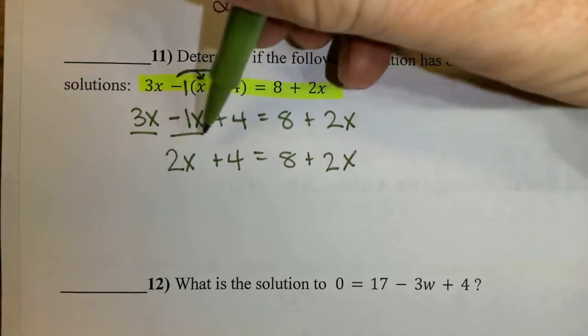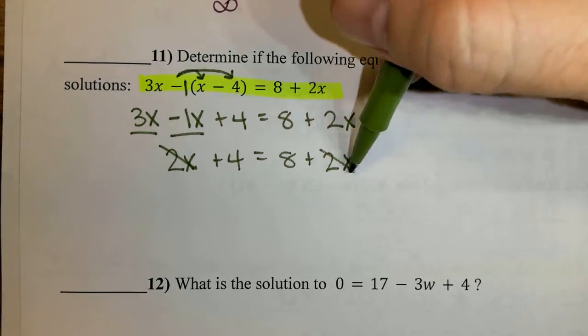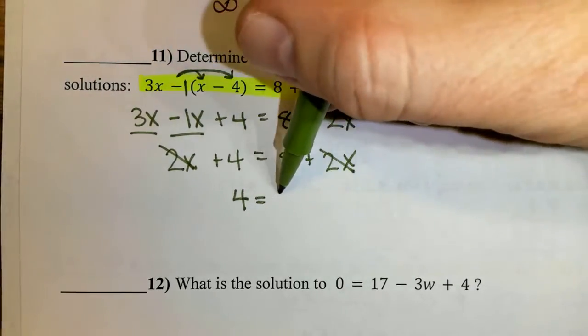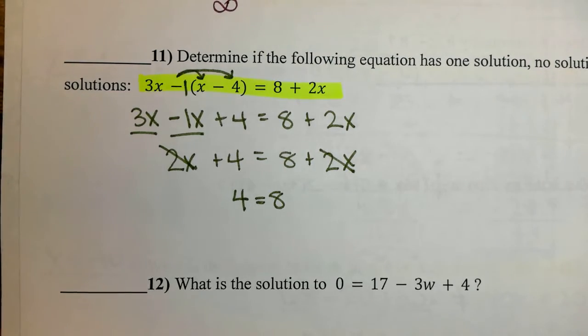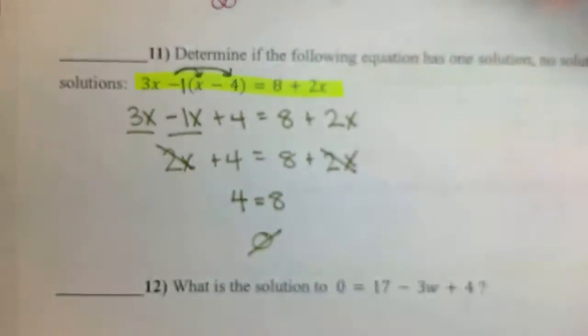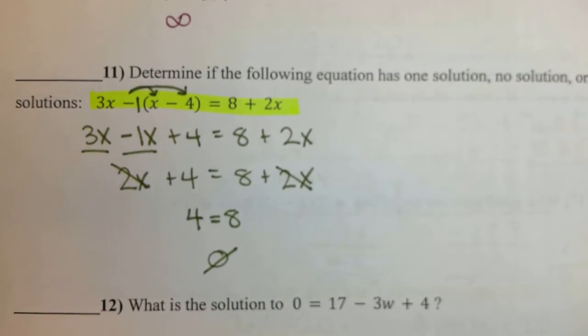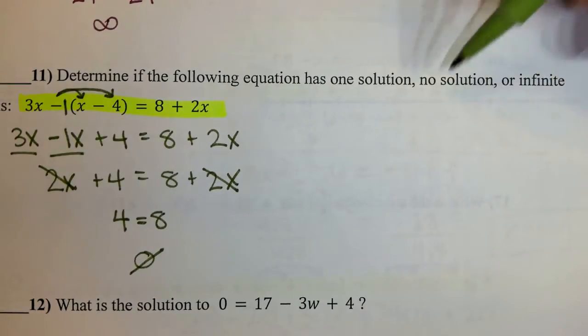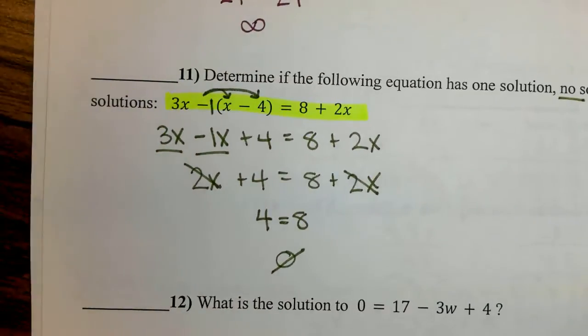And then notice I have 2x and 2x, so those can go away. I'm left with 4 equals 8. Well, 4 does not equal 8. That is not true. So on this one, I would have no solution. So when it asks me how many solutions does it have, I have no solution.